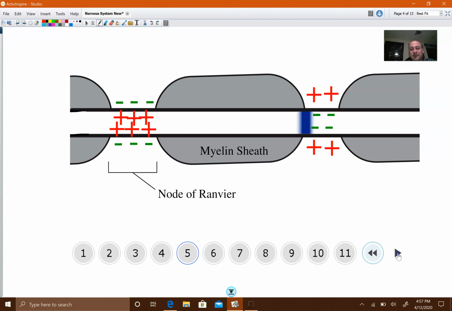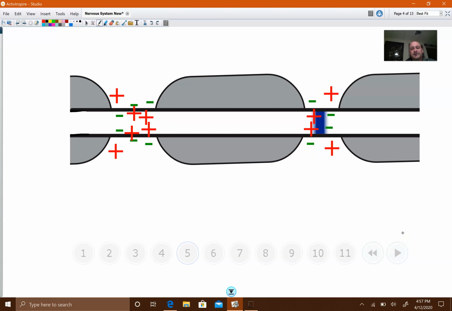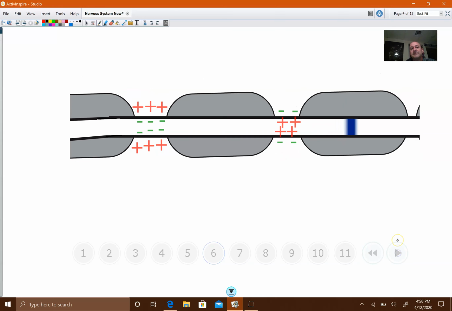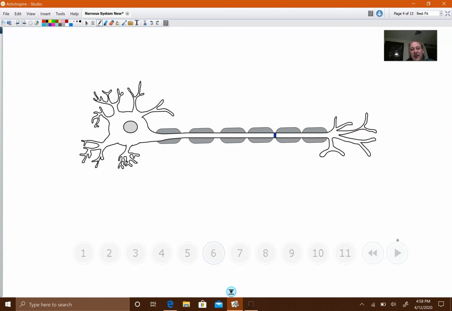As the impulse moves on, the parts of the neuron behind the impulse return to their resting state. That's important because we don't want the electrical charge to go backwards. It must always go, in this case, from left to right, down the axon from the area where the cell body or soma is, down to the axon terminals. Here you can see the jumping of that impulse till it gets to the axon terminals.